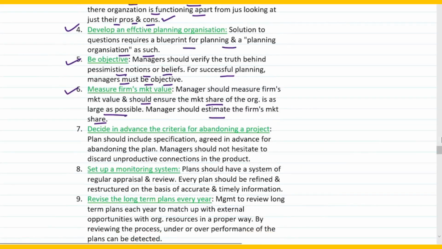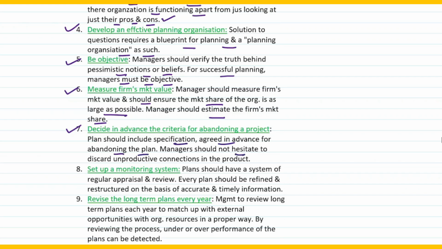Okay, and it says decide in advance the criteria for abandoning a project. What do you mean by abandoning? Abandoning means to leave, or rather not execute the project, right? So you should decide in advance the criteria for abandoning a project. If you are leaving a project, you should know what the criteria for that are. The plan should include specifications agreed in advance for abandoning the plan. So you should have a clear picture as to why you want to abandon the plan.